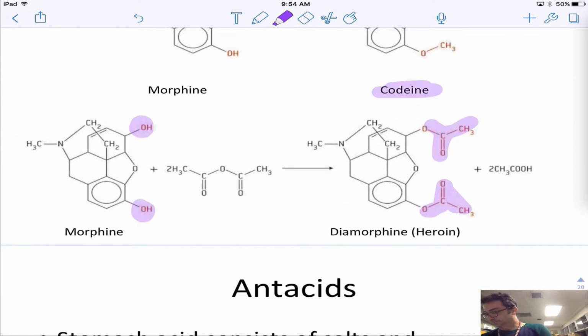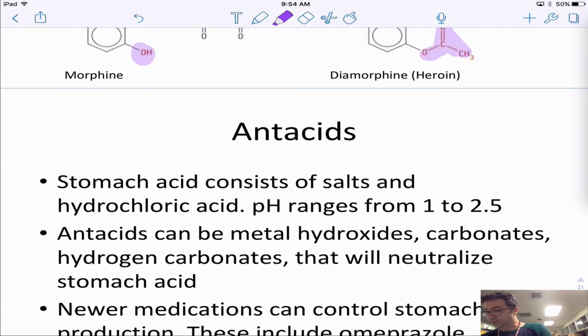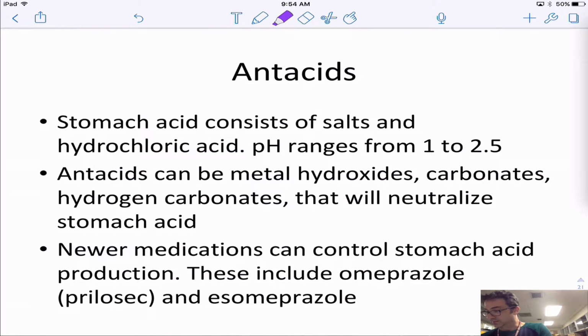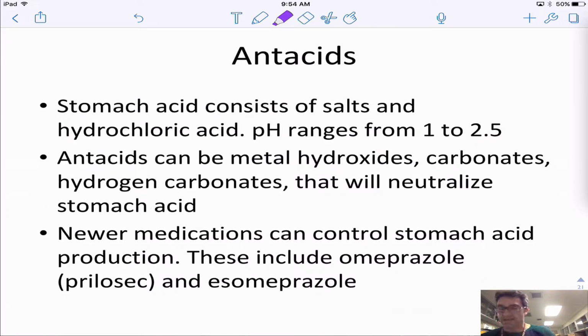Okay, so let's move on to a less morbid topic, antacids.